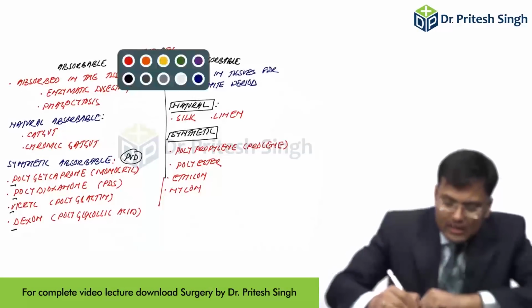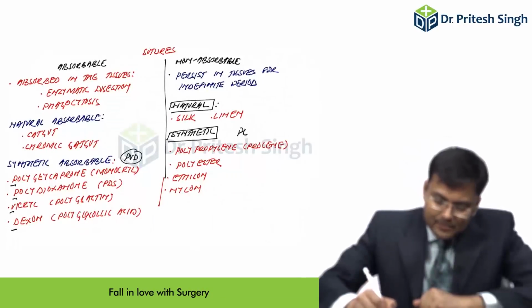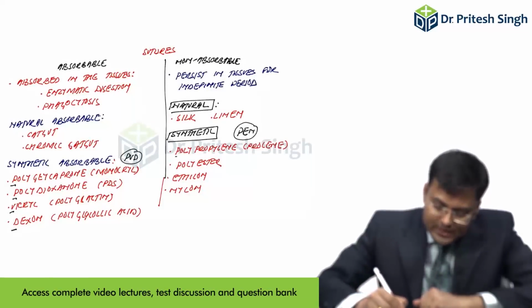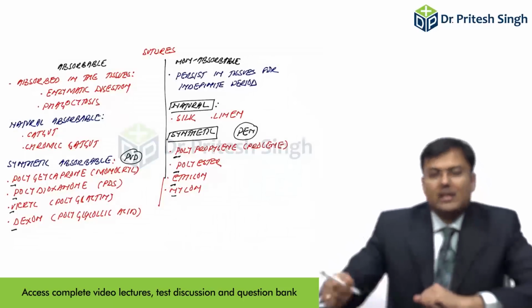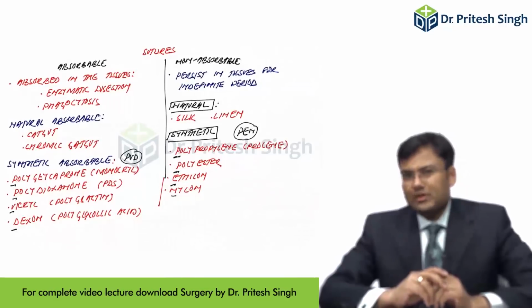Polyester, ethylene, and nylon. How to remember these sutures? There is a simple mnemonic, PEN. So you can see PEN. So this is the classification of absorbable sutures and non-absorbable sutures.